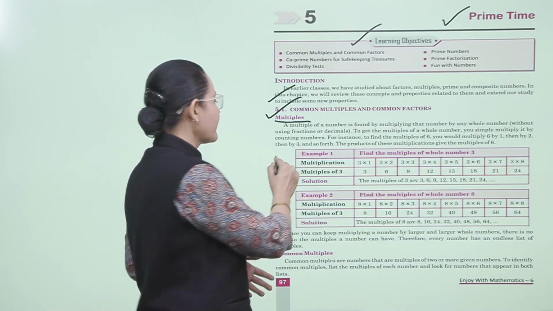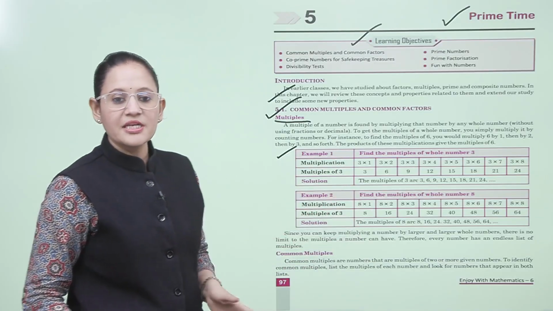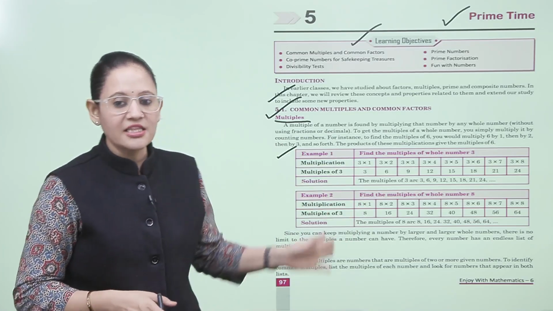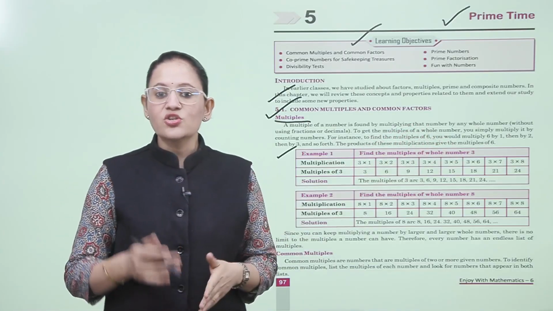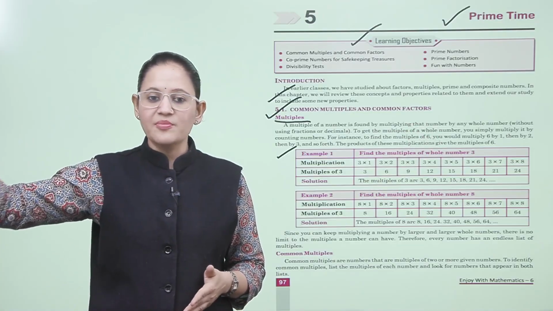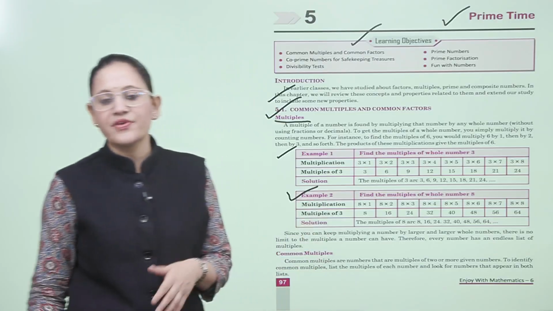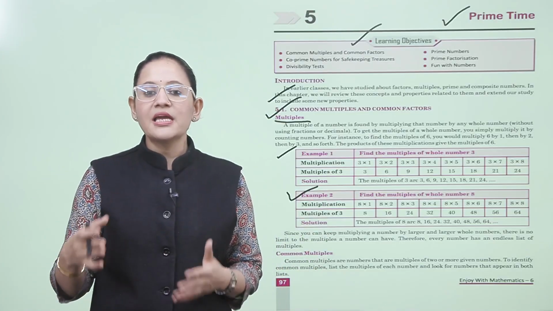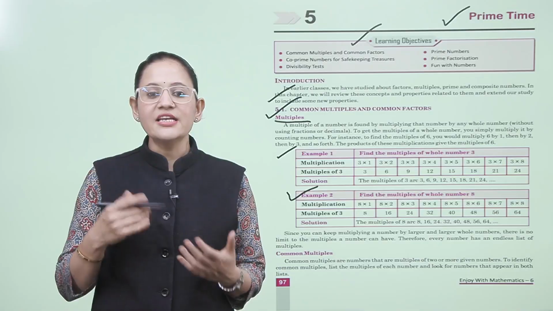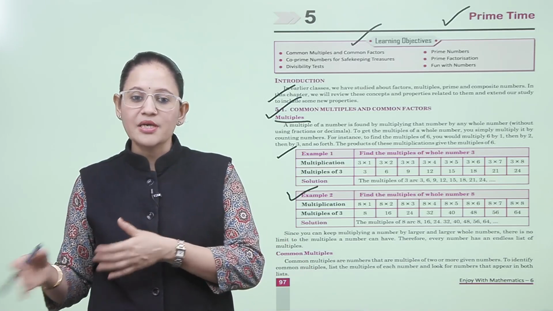For example, find the multiples of the whole number 3. Multiples of 3: 3 into 1 is 3, 3 into 2 is 6, 3 into 3 is 9. Like this, we'll find the multiples of 3. So 3, 6, 9, 12, 15, 18, 21, 24, 27, 30, all these are multiples of 3. Next example, we have to find the multiples of 8. We'll multiply 8 with the counting numbers like 1, 2, 3, 4, 5, 6 and so on. So we'll get 8, 16, 24, 32, 40, 48, 56, 64. All these are multiples of 8.